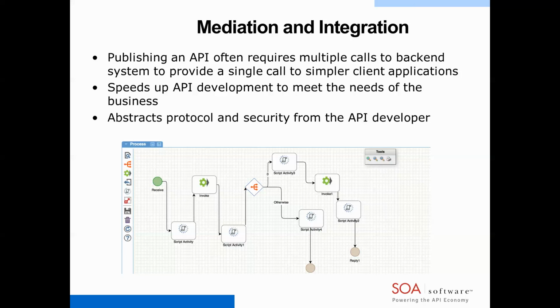This also speeds up API development to meet the needs of the business quickly, and if you do it right, it abstracts the protocol and security from the API developer. So they can build these mediations, these orchestrations for want of a better term, and layer non-functional requirements such as protocol and security on top of that. They can change it from JMS to HTTP, or layer OAuth on, or put an HMAC header in. All of these things can be added on top of any kind of orchestration or integration work that you've done.